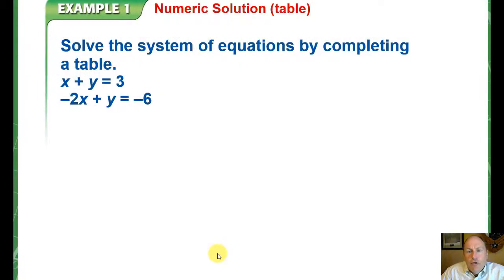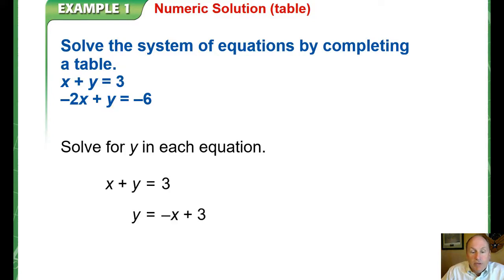So let's look at a numeric solution, which involves making a table. Let's say we have a system of equations, x plus y equals 3 and negative 2x plus y equals negative 6. We want to solve it by making a table. We're going to make a table of the x plus y equals 3 values, and the negative 2x plus y equals negative 6 values. We're looking at x and y coordinates that make up those two lines.